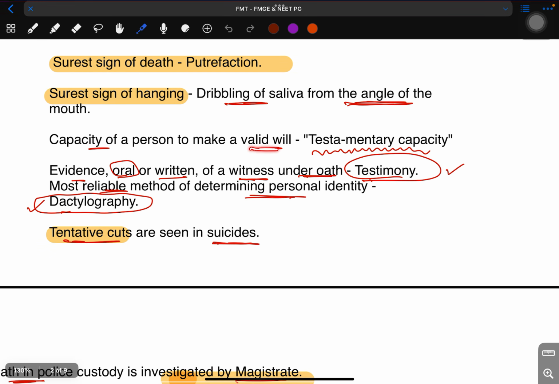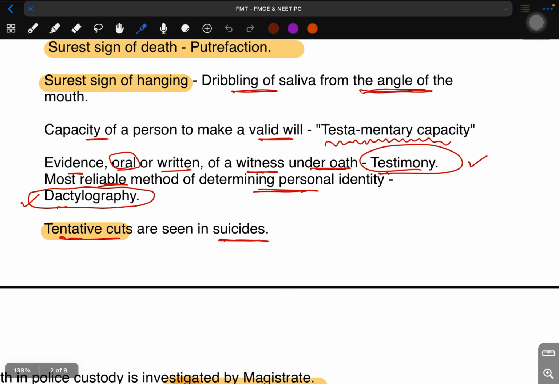Capacity of a person to make a valid will is known as testamentary capacity. So who can make a valid will? A person who has the ability to make a valid will, it's known as the testamentary capacity of that person. And any evidence, whether oral or written, of a witness under oath is known as testimony. So if a witness is giving any evidence, in oral or written form, after taking the oath, it is known as testimony.